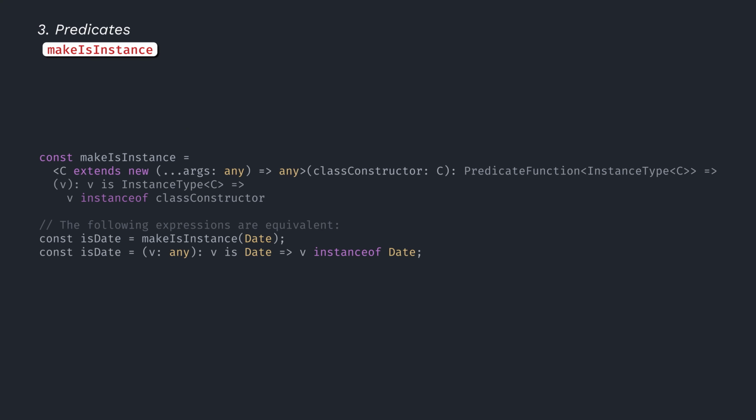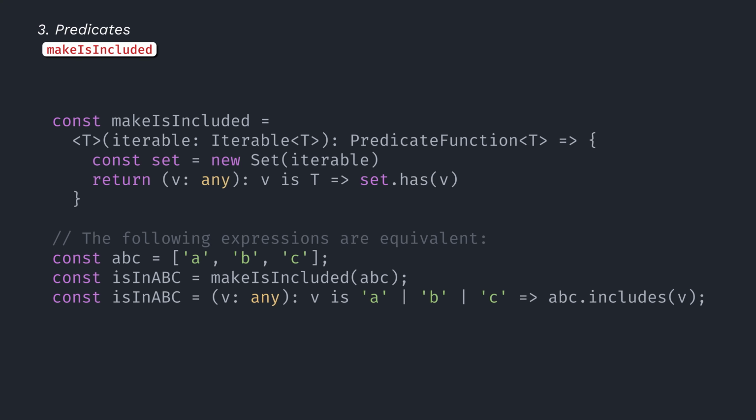Make is instance is new though. It takes a class constructor and returns a predicate function that checks if a value is an instance of the given class constructor. Make is included takes an iterable and returns a predicate function that checks if a value is included in the given iterable.